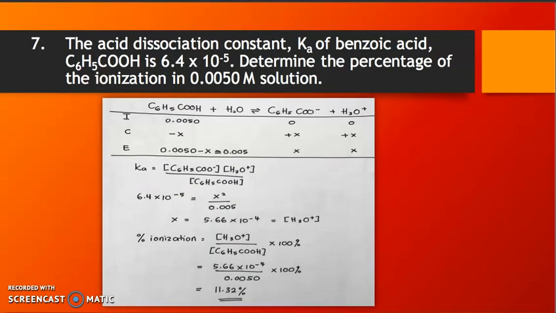Question number 7. First, write the chemical equation for the benzoic acid and the ICE table, and use the formula for the Ka, concentration of the product divided by concentration of reactant, and you get the value of X. And the same here for the hydrogen ion or hydronium ion, and use the formula of percent ionization, which is the value for X divided by the initial 0.005, and you get the percentage is 11.32%.